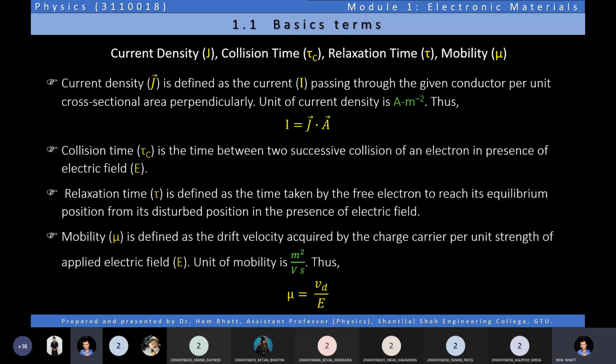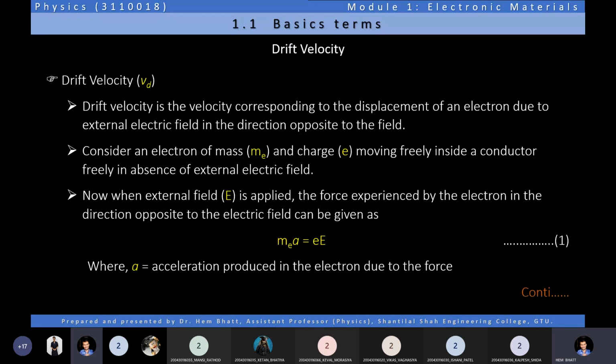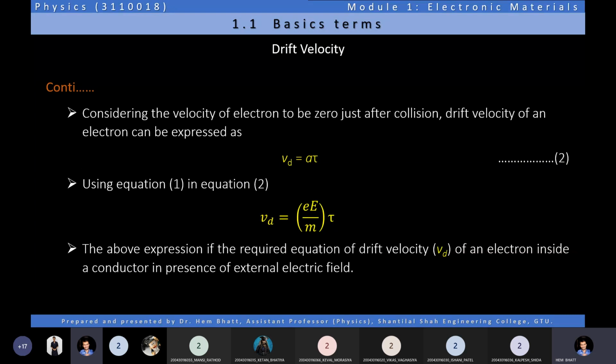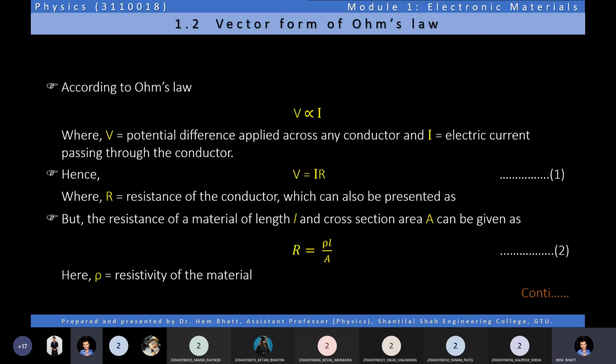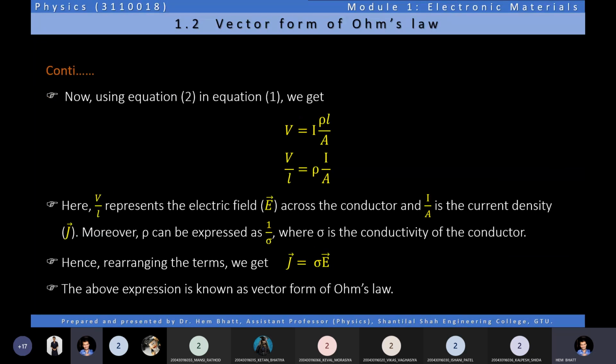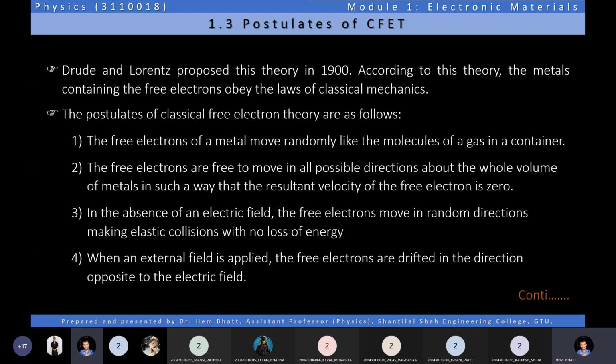We started our subject with a few definitions from your 12th standard. Current density and relaxation time, mobility, collision time, all this came in 12th. The equation of drift velocity also came in 12th, yet we did derive it again. Then we had the vector form of Ohm's law, J is equal to sigma E. And then we saw postulates of classical free electron theory.